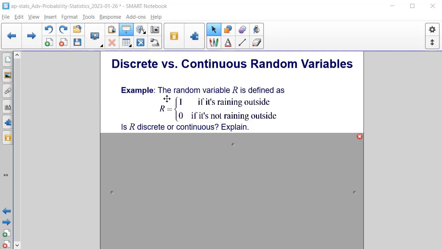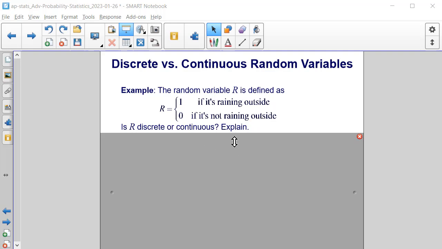Here's our first one. The random variable r is defined as r is equal to 1 if it's raining outside, or 0 if it's not raining outside. Is r considered to be discrete or continuous? Explain. Well, if we look at our random variable r, it only has these 2 contained values, and they are within conditions that are distinct or separate.